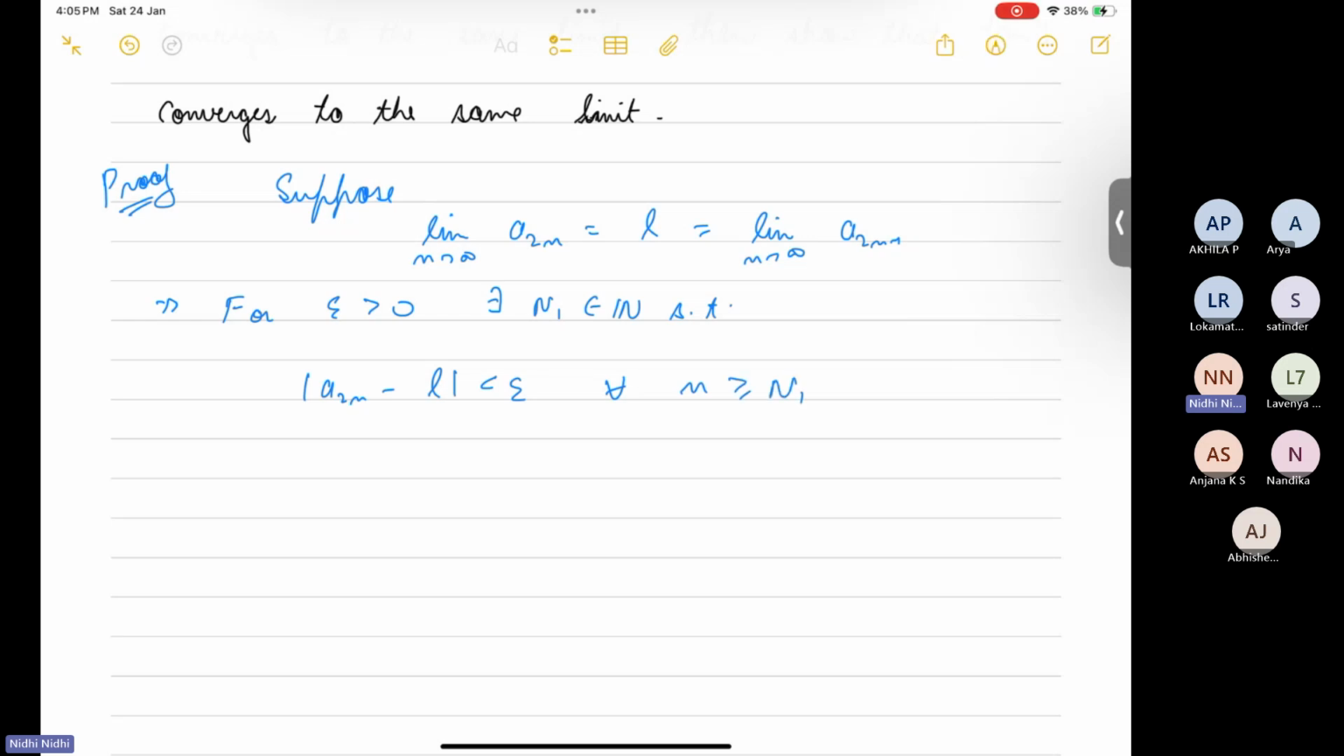Similarly, instead of n, I should write it as k because we have 2n. No?